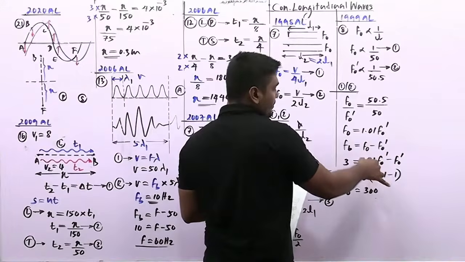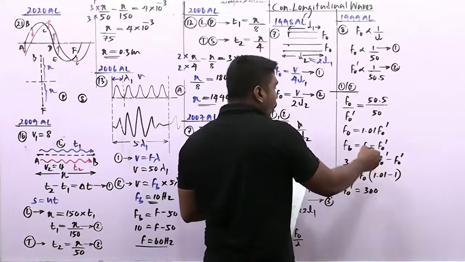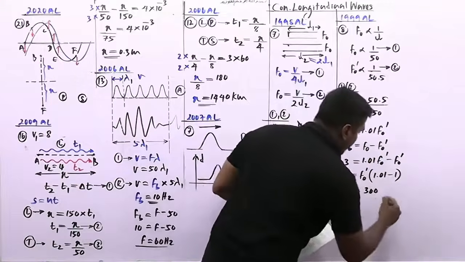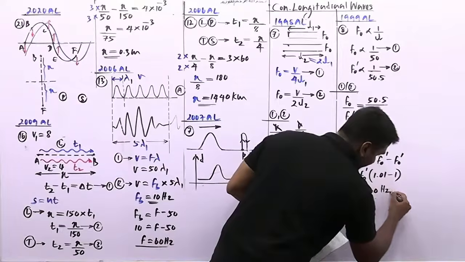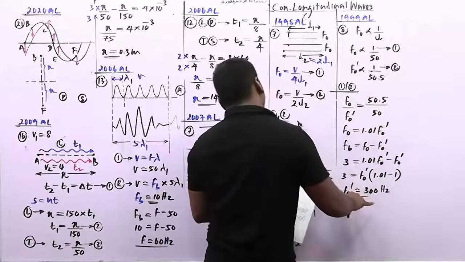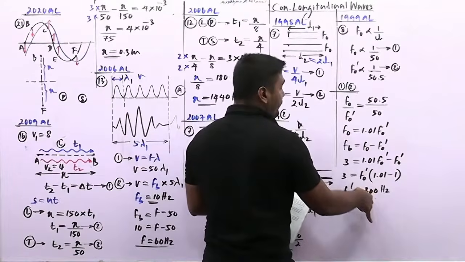You simplify it. 1.01 minus 1 is 0.01. F naught dash means 3 over 0.01 is 300. 300 hertz. You can simplify it and get the answer 300. If your F naught dash is 300, what is your F naught?